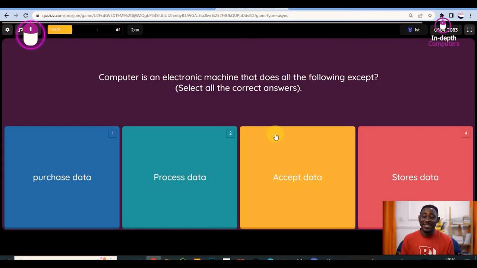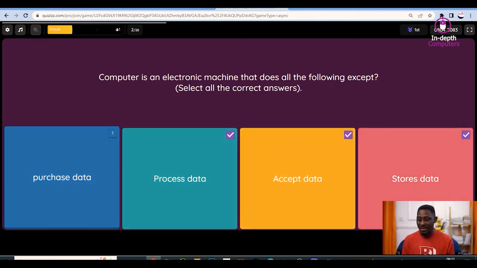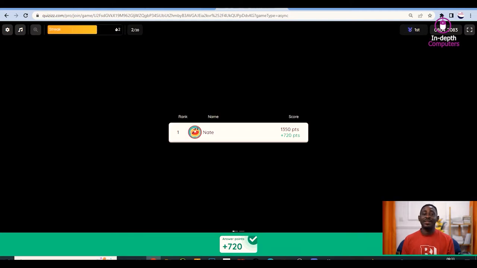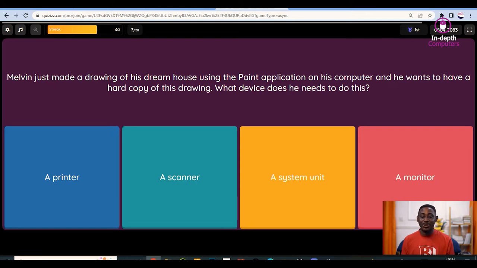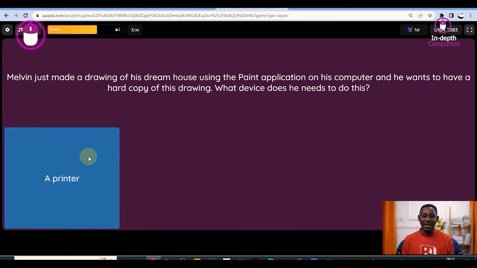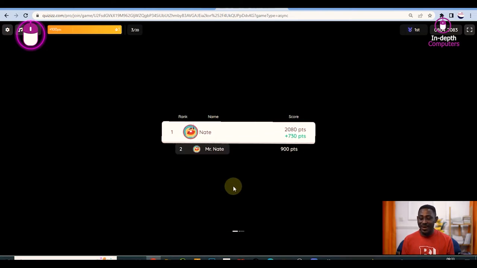a computer is an electronic machine that does all the following except, select only the correct answer. A computer can do all the following except purchase data, no; process data, yes; accept data, yes; store data, yes. Submit. Correct. Let's move to the next question, which says, Melvin just made a drawing of his dream house using the Paint application on his computer, and he wants to have it in hard copy. What device will he use to do this? A printer. Yes, a printer is correct.